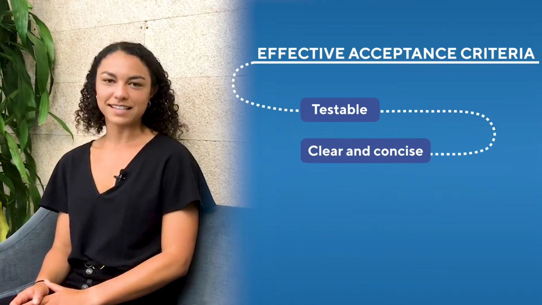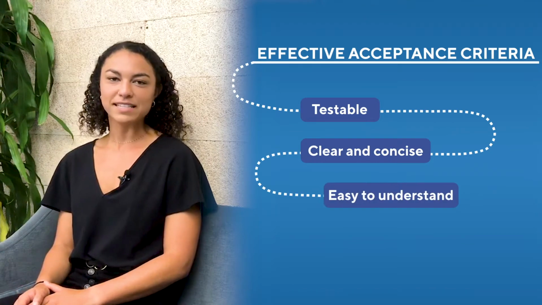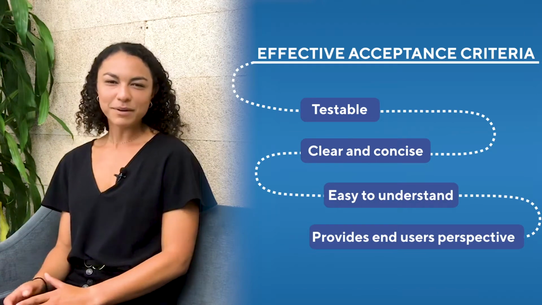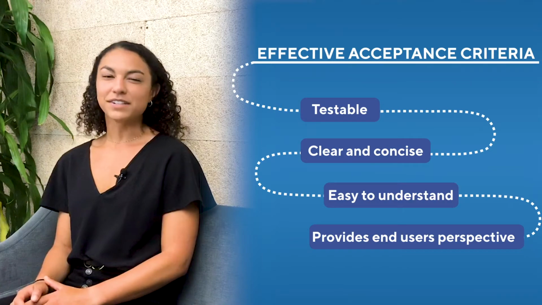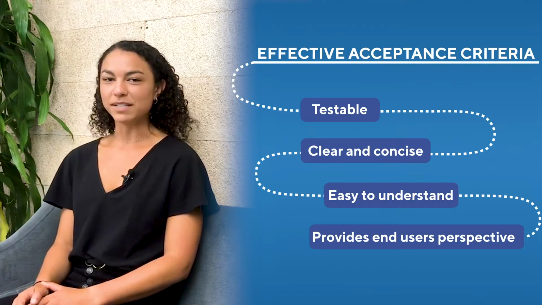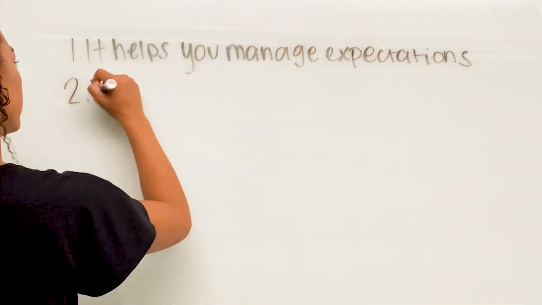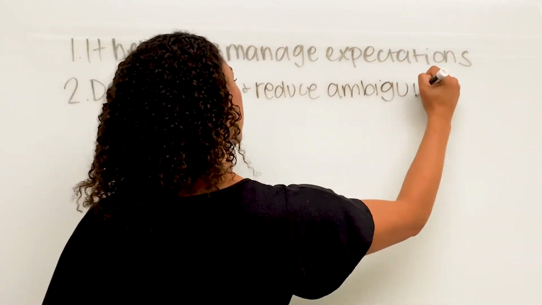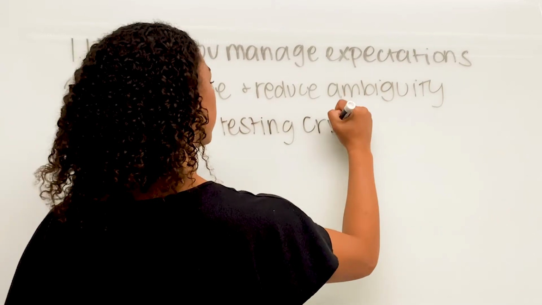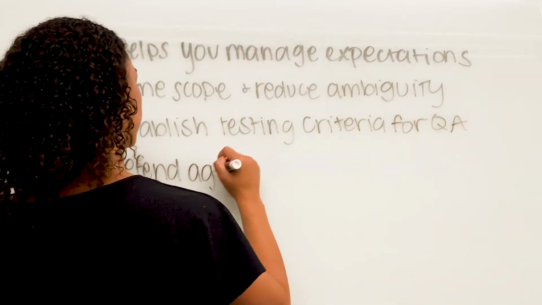Effective acceptance criteria is testable, clear and concise, easy to understand, and provides the end user's perspective. But why? Acceptance criteria serves several purposes for product and development teams. It helps you manage expectations, define scope and reduce ambiguity, establish testing criteria for QA, and defend against scope creep mid-sprint.